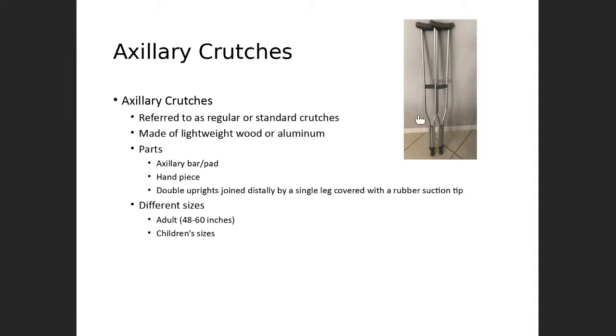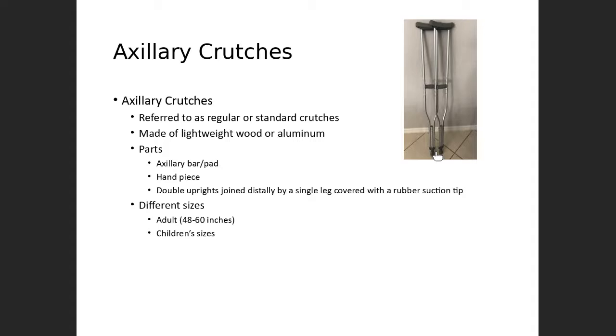You'll also notice these double uprights, which are joined distally here and then into a single point tip, which is then covered with a rubber suction tip. So that's what you should notice right here. Axillary crutches come in different sizes. There's 3 different adult sizes typically, which allow it to be increased in height to up to 60 inches. There's a spring button that allows you to change the height of it. And then there's also smaller crutches that are available for children.